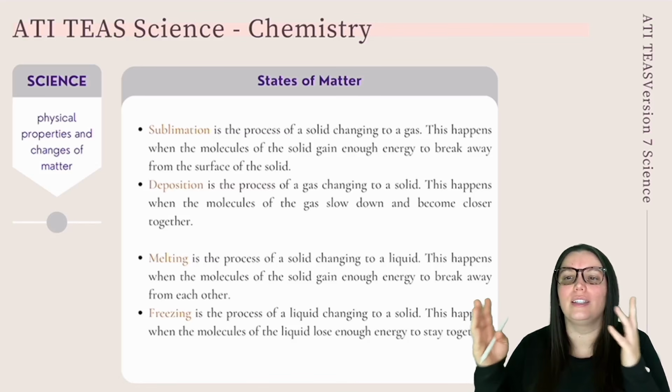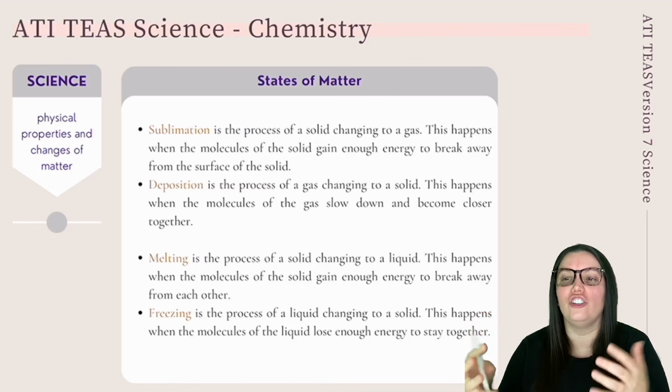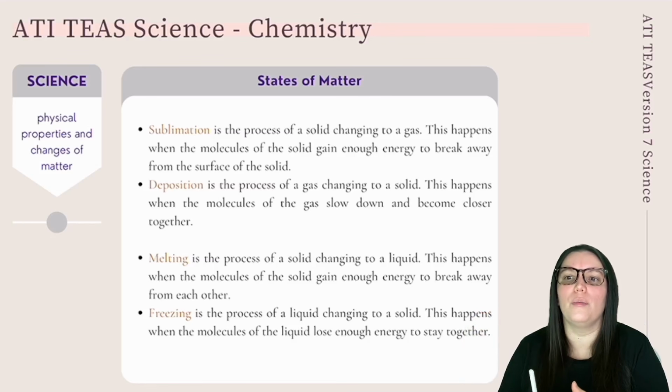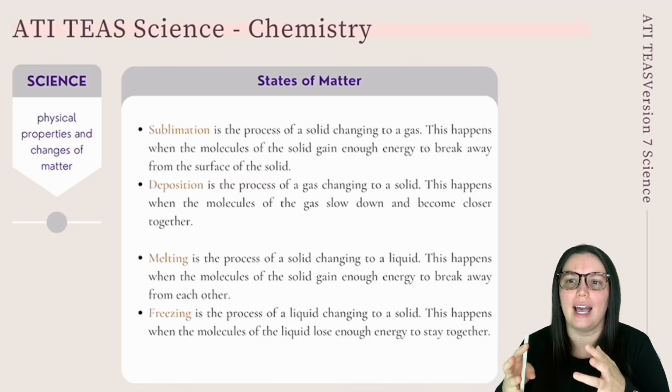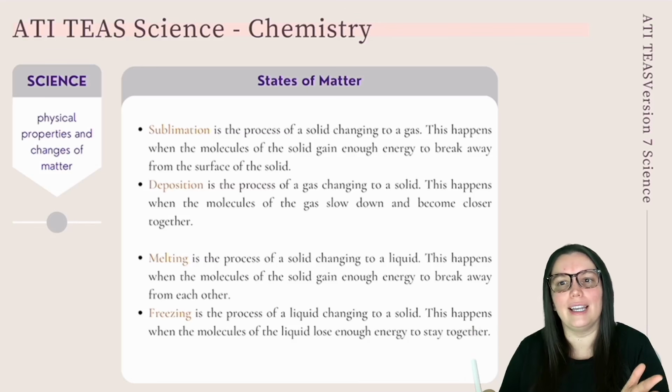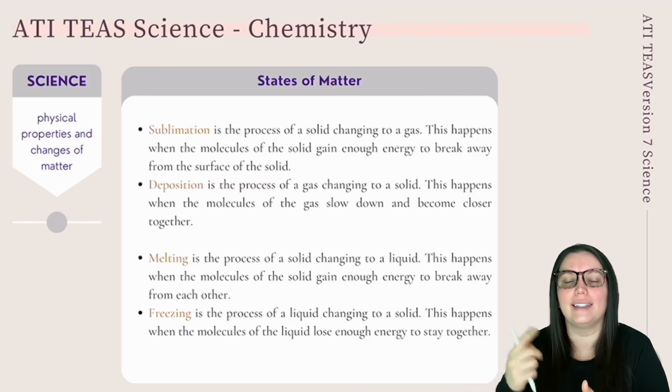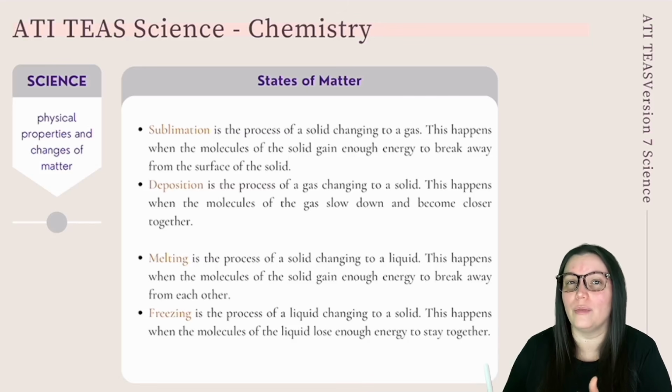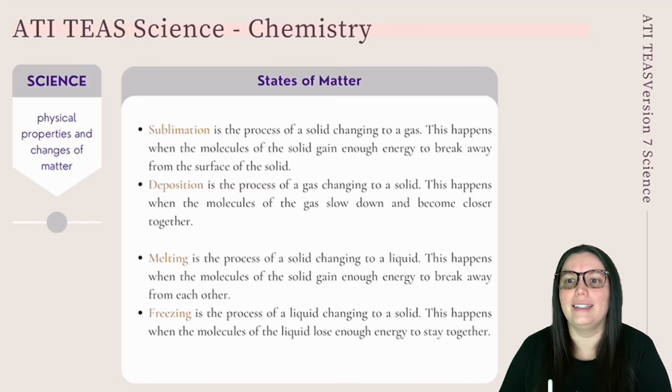With deposition, this is the process of gas changing to a solid. This happens when the molecules of the gas slow down and then they start to move closer together. Whereas with melting, again, this is the process of that solid changing to a liquid. That's probably one of the easiest ones to remember. This happens when the molecules of the solid gain enough energy and break away from each other.